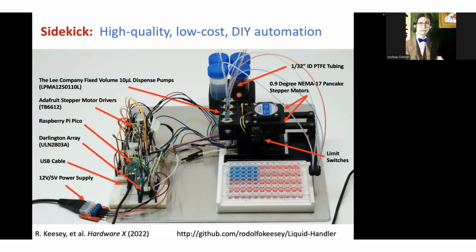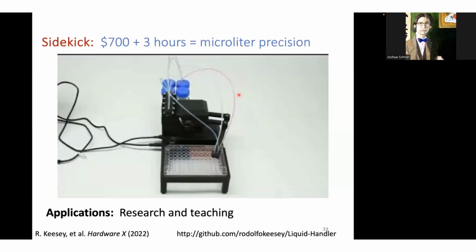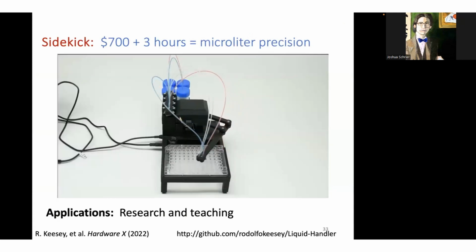And so essentially what we came up with is what we call the Sidekick, right? It's a very low cost liquid dispensing robot. We finished it just in time for the 4th of July in 2021. So we were very proud to do this demo with a little food coloring. But here's the final product, right? With the 3D printed case. What's really neat is that for about $700 worth of parts and 3 hours of assembly time, if you know how to solder and how to assemble things, you can build a liquid dispensing robot that has 10 microliter precision.